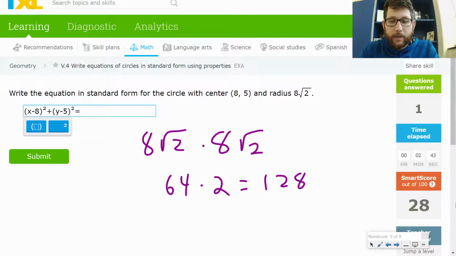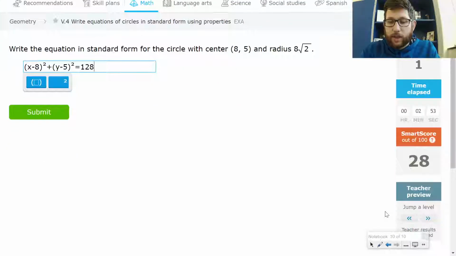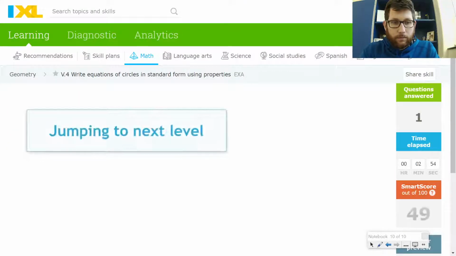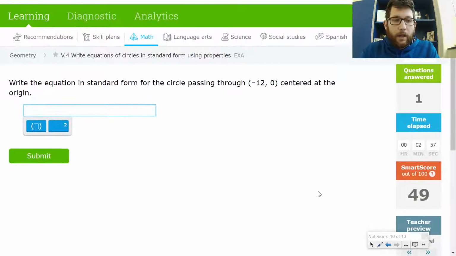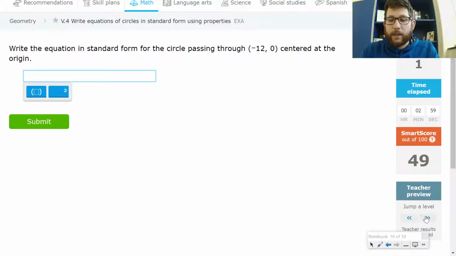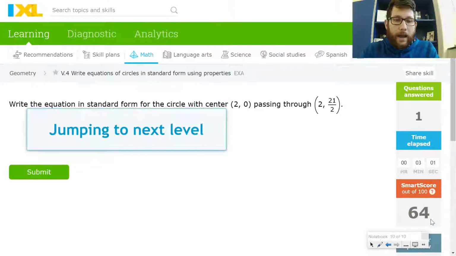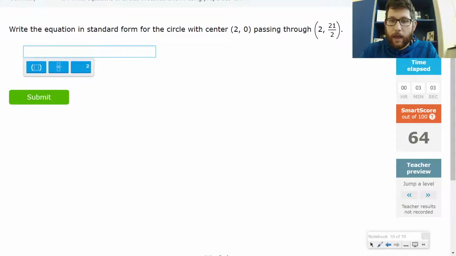And so I can put 128 since I can't put a radical in. So what I'll do if it's not like a super easy number, like a 6 or something like that, I can always square it and then just put the actual value so I don't end up with any radicals. All right, so let's check this one here. All right, that looks good. Now let's look at one like this. This one's a little bit wild.